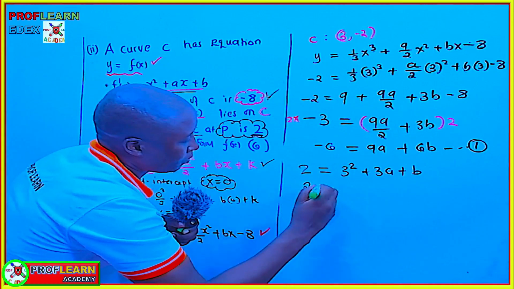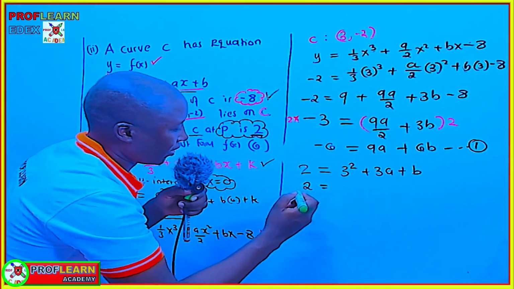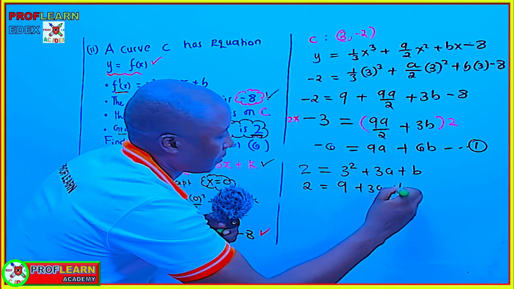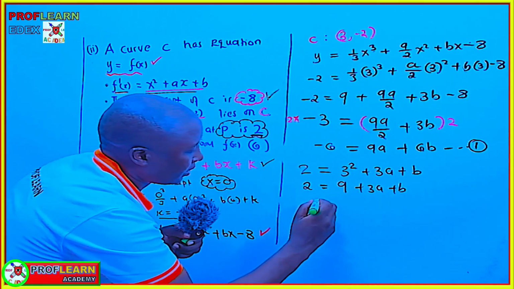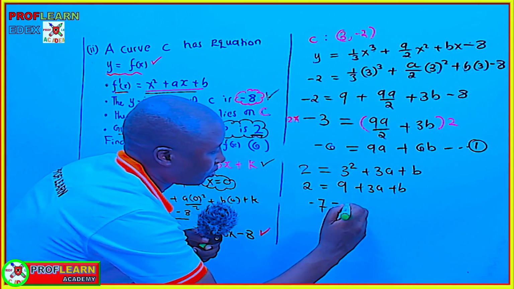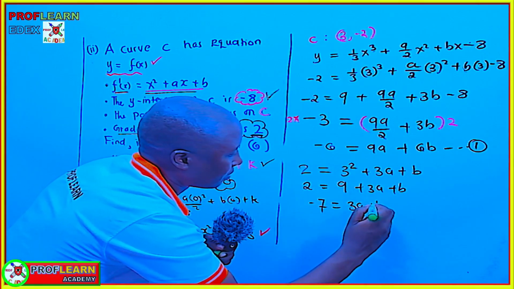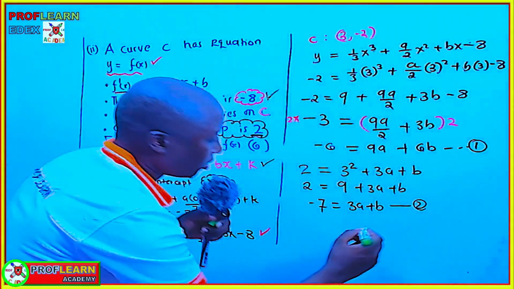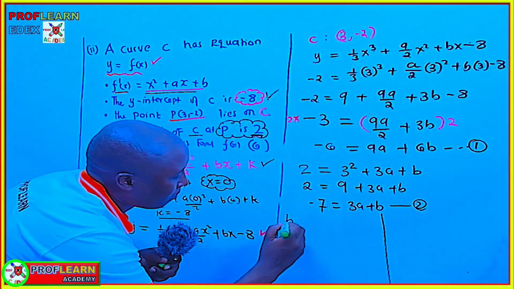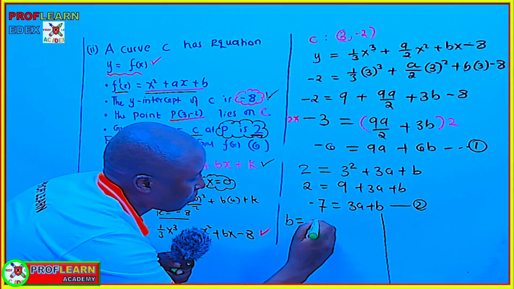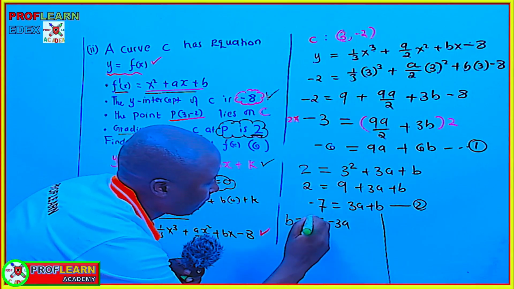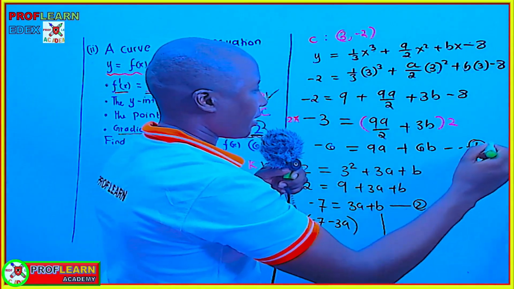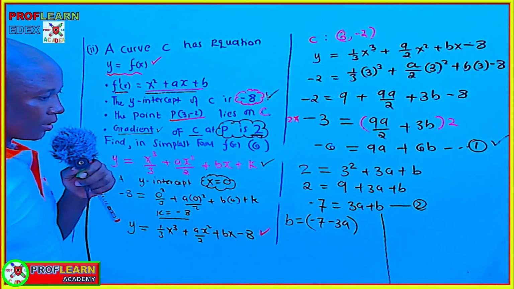Then simplifying, 2 equals 9 plus 3a plus b. And this is going to be negative 7 equals 3a plus b. And that is now our equation number 2. Now, at that point, we can see that our b is going to be equivalent to minus 7 minus 3a. And then we are going to substitute that into the first equation that we have.